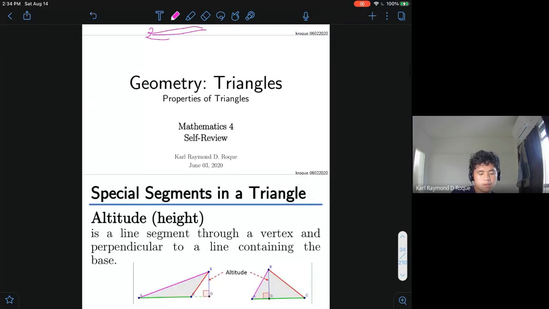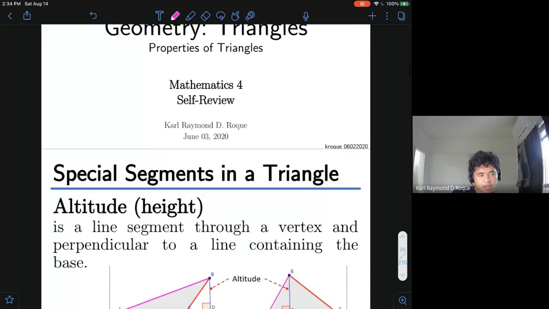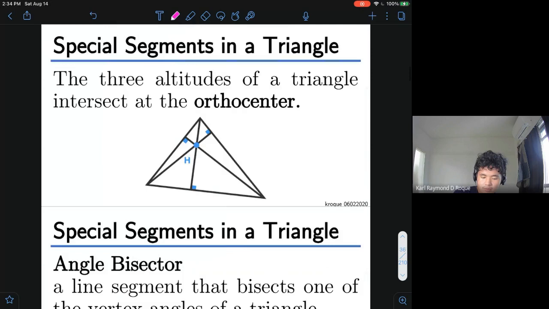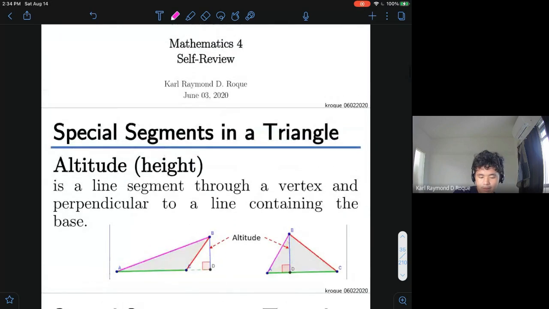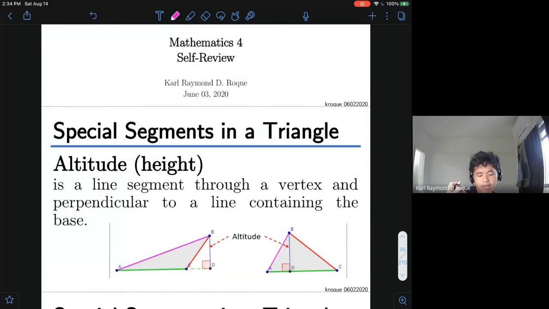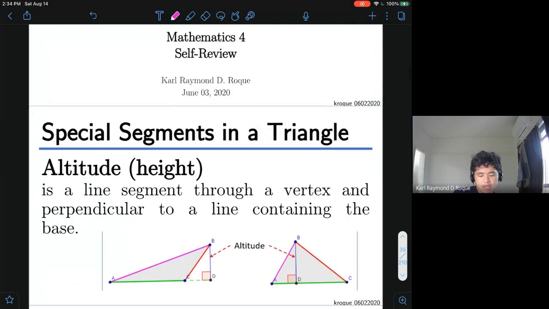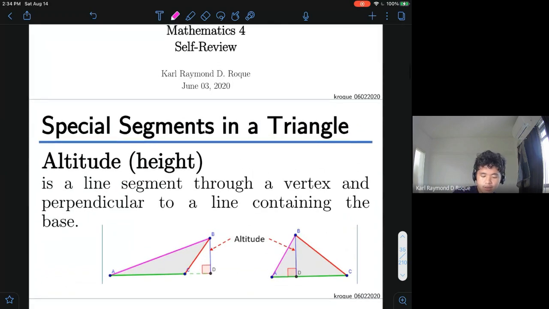Okay, next. Special segments in a triangle. First is the altitude or height, a line segment through a vertex and perpendicular to a line containing the base. What other altitudes are there here? That's it.